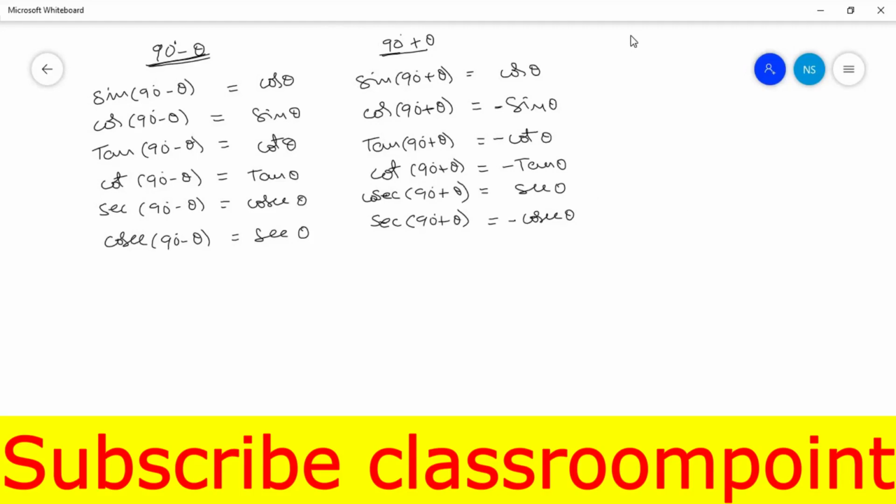Next we can observe the ratios for the angle 180 minus theta. Sin of 180 minus theta is equal to, for 180 degrees we get the same function. So sin angle is theta. 180 minus theta is second quadrant angle. In second quadrant sin is positive. That's why we are getting here only positive.